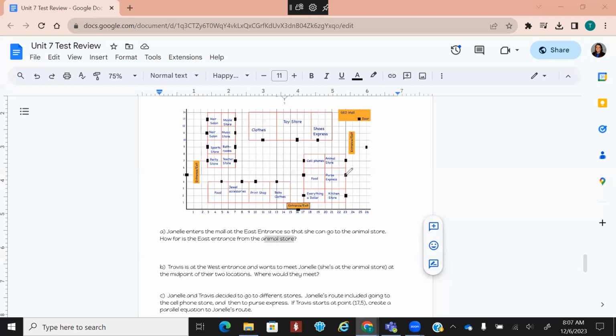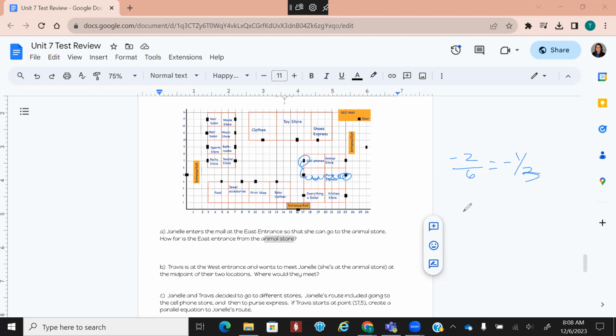All right, so cell phone store is right here. Sorry. And then Purse store is right here. Now, if Travis starts at 17.5 and then travels a parallel route to Janelle's, then what would that look like? So we first have to find the slope of Janelle. That means we're going to go down 2 and over 1, 2, 3, 4, 5, 6. We went down 2 and then over 6. So that's negative 1/3 as our slope.